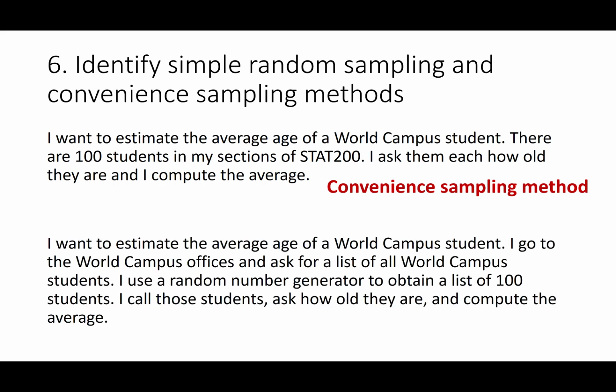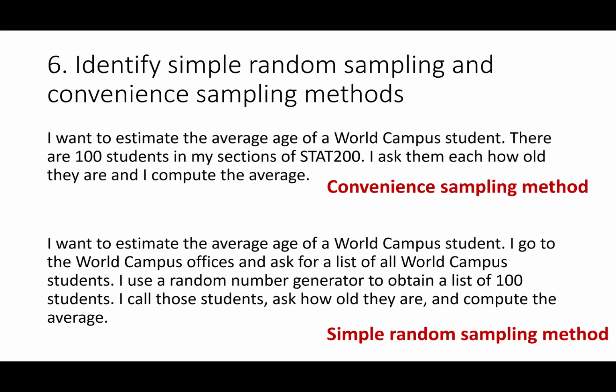Now, again, I want to estimate the average age of a World Campus student. I go to the World Campus offices and ask for a list of all World Campus students. I use a random number generator to obtain a list of 100 students. I call those students, ask how old they are, and compute the average. This time, I'm using a simple random sampling method.